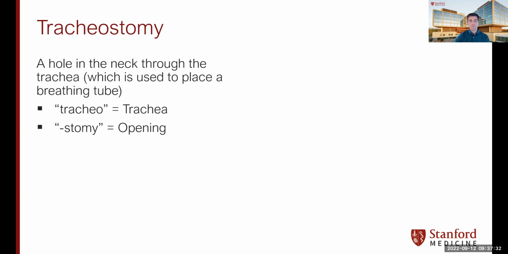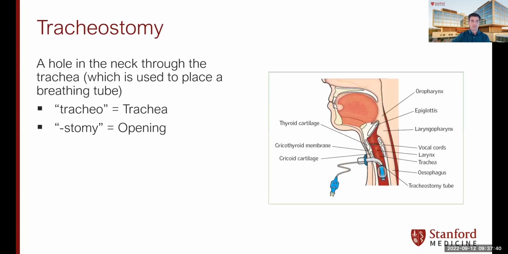So everyone's exactly right. So tracheo is trachea. Stomy is an opening. So it's when you actually open up the trachea, create a hole there, and then usually it's used to access it for a breathing tube. So a tracheostomy is when you create that hole, and then you actually put the breathing tube in there. And then we also call that the tracheostomy tube, shortened as tracheostomy.